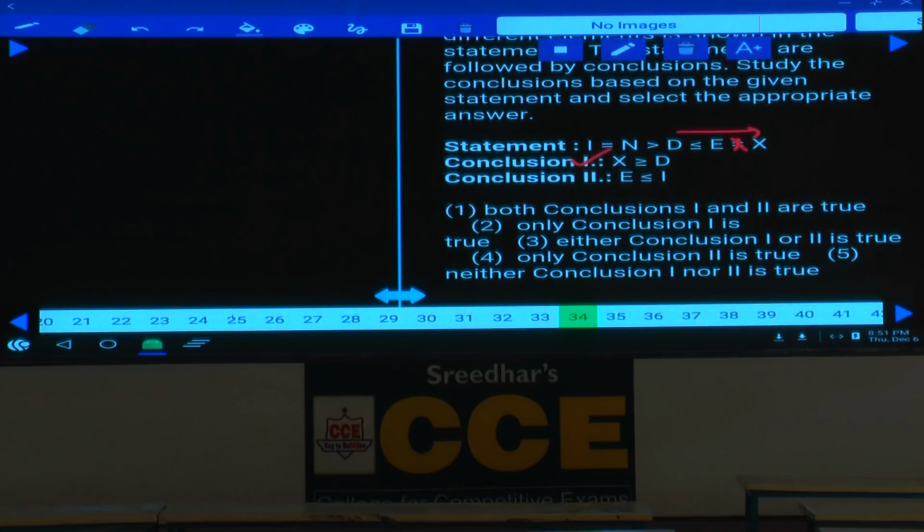Now the relation between I and E. I is here and E is here. Between these two, there is one greater than, one lesser than, two opposite symbols, no relation. Hence only conclusion 1 follows, that is choice 2. Question number 34, choice 2.